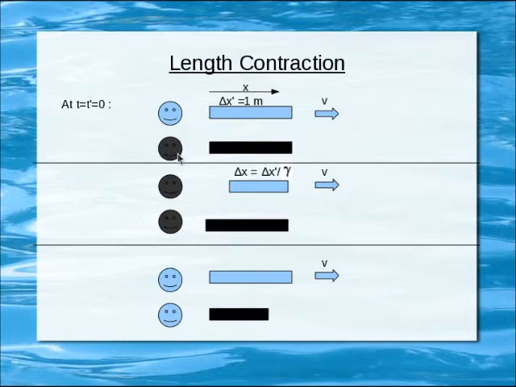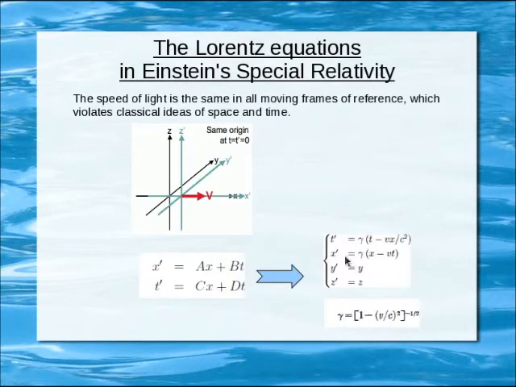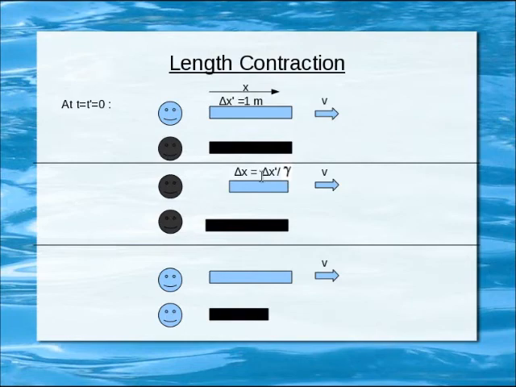Now, let's look from the point of view of the black observer. The black observer is trying to measure the blue stick, so the moving stick. In order to do that, of course, he takes both ends to be at the same time in his system, so delta t is equal to 0, because the black observer measures both ends of the stick at the same time. And plugging this into the second Lorentz equation here, he will get delta x equal to delta x prime divided by gamma. So what he sees is that the blue stick is actually less than 1 meter from his point of view, and this is called the Lorentz contraction.